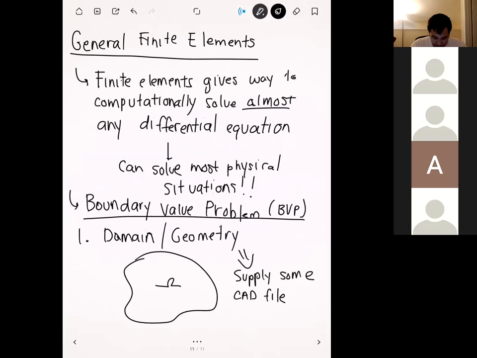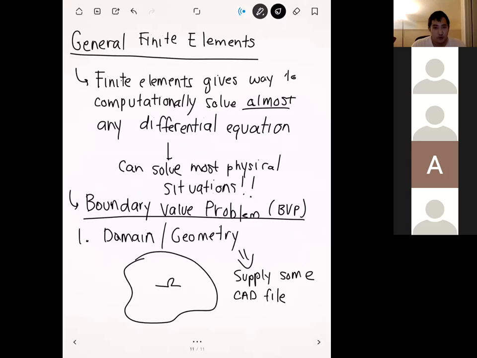Okay. And so that's the first aspect of a boundary value problem. Before you start any kind of finite element problem, you need to define your domain. If you think about the direct stiffness method, the domain or the geometry was given to you as an assembly, usually as an assembly of springs, trusses, and beams.